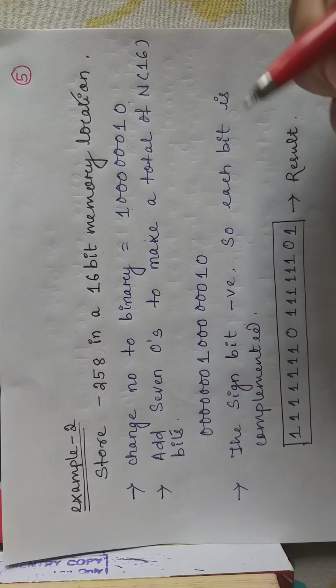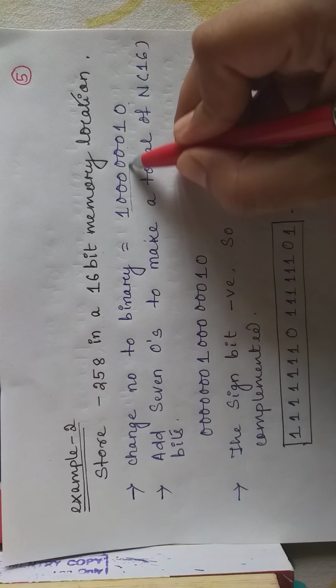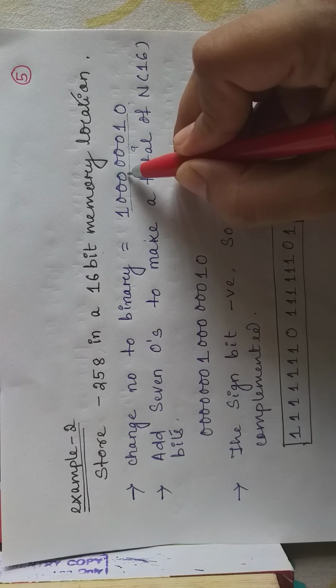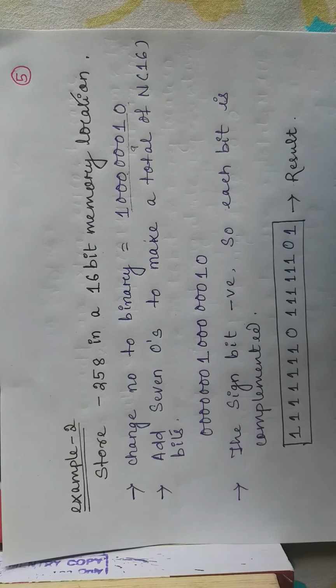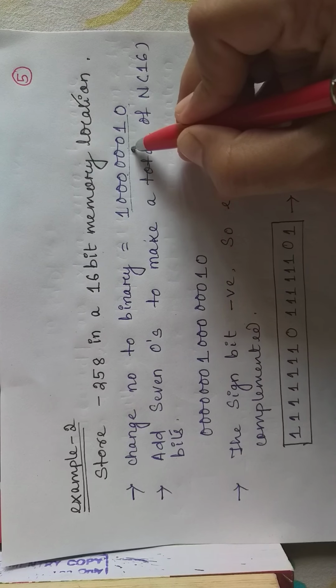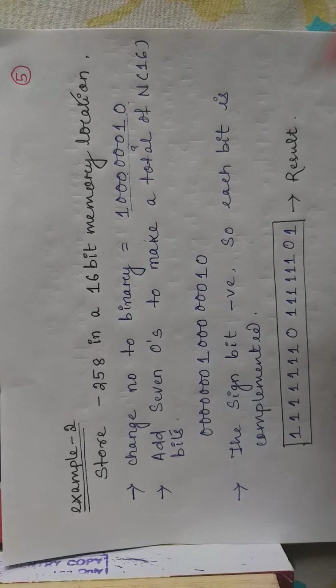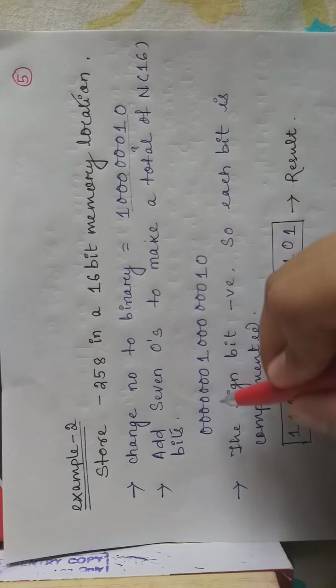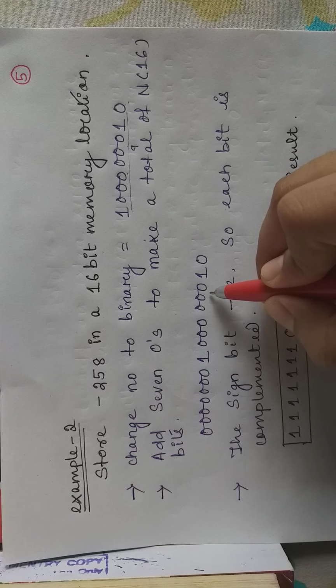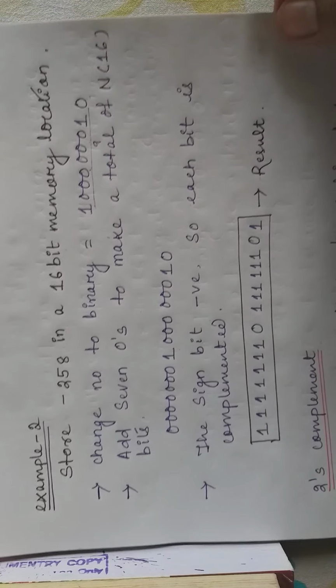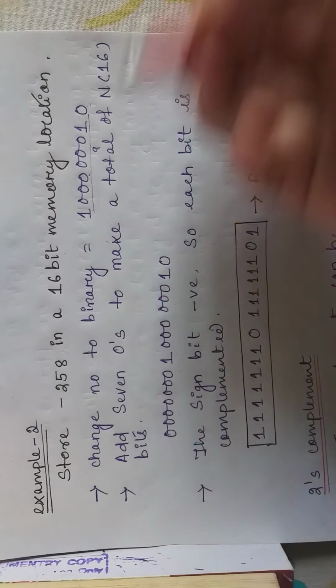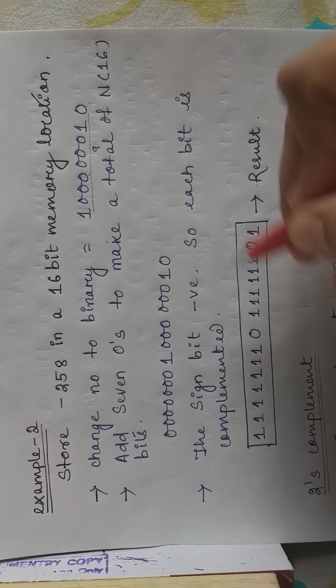So add 70. Here we have 9 digit. Here 4, here 5, 9 bit. Sorry, 9 bit, not 9 digit, 9 bit. So here we are adding 70, 16010, but the sign bit is negative, the number is negative, so each bit is complemented.